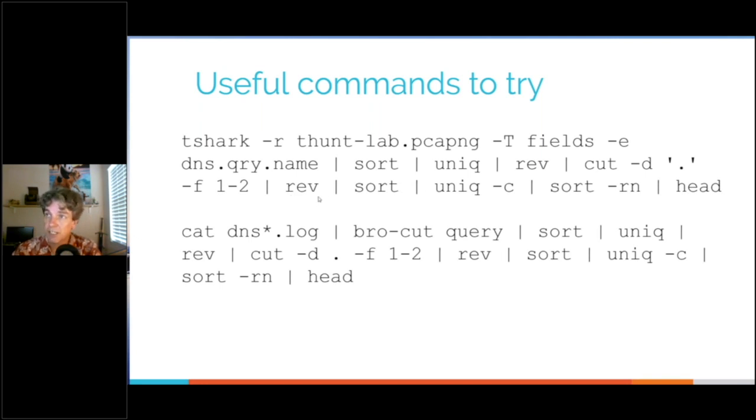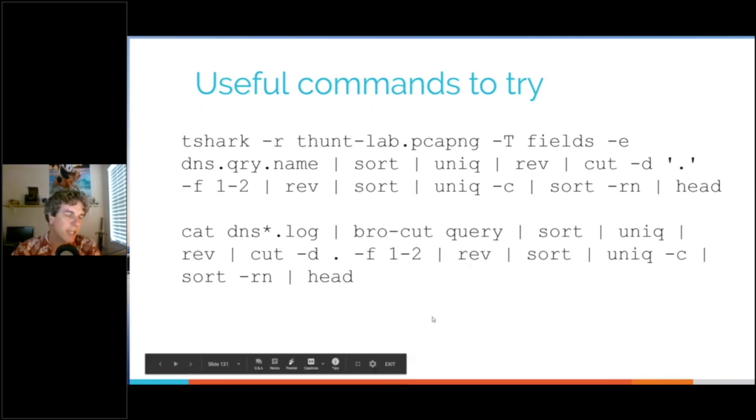So by reversing it and then cutting out those first two fields, I'm getting evil.com backwards, Microsoft.com written backwards, Amazon.com written backwards. And then I'm flipping it back again so it's actually readable. Now I'm sorting it. Now I'm counting it. Again, this will show me how many hosts show up there.